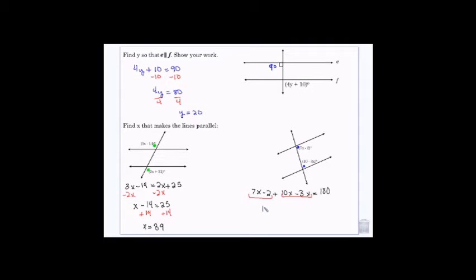So 7 and 10x is 17x, negative, whoops. It would help if I wrote down the problem correctly. There's no x there. You guys are supposed to catch me when I do stuff like that. 7 minus 3 is 4x, negative 2 plus 10 is 8. Subtract 8 from both sides, and you get 4x is equal to 172, which you can divide by 4. And you get that x is equal to 43.